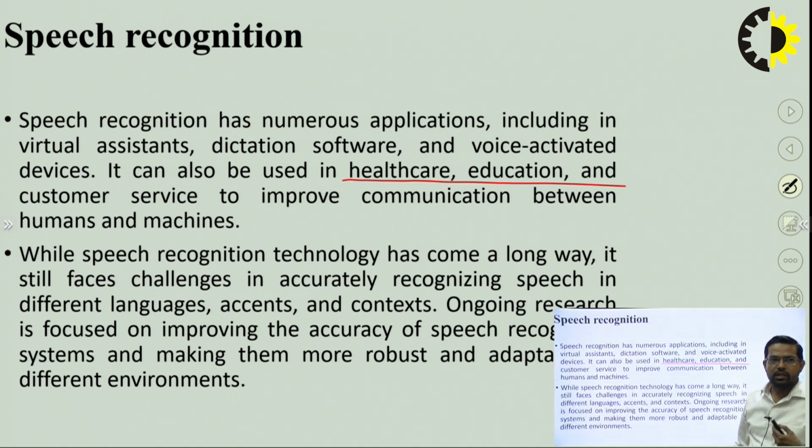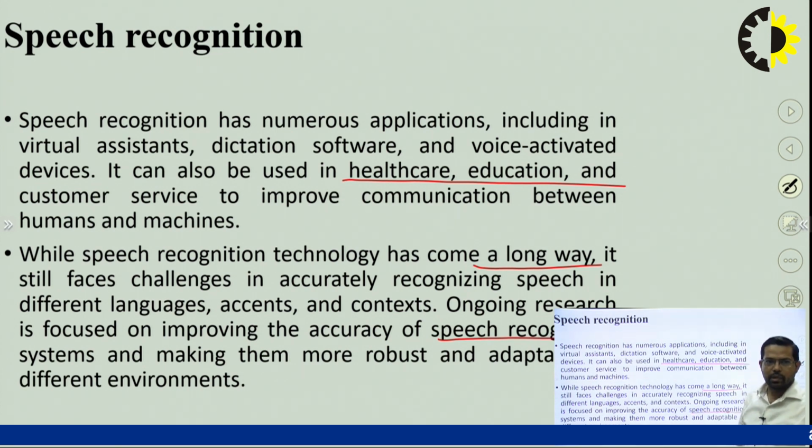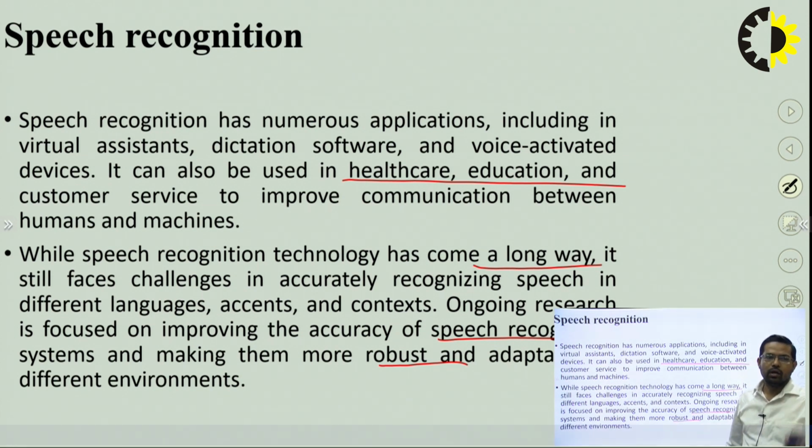Next, while speech recognition technology has come a long way, it still faces challenges in accurately recognizing speech in different languages, accents, and contexts. So ongoing research is focused on improving the accuracy of speech recognition systems and making them robust and adaptable to different environments. In India, different types of languages are there: Tamil, Malayalam, Bengali, Hindi, and Marathi. So speech recognition must understand different languages, and we have to focus on that.